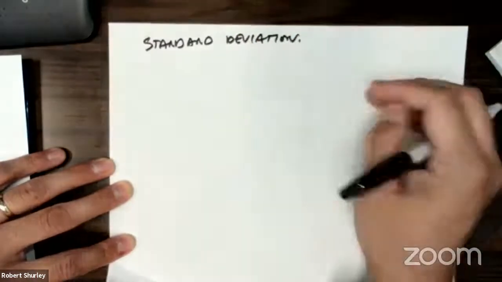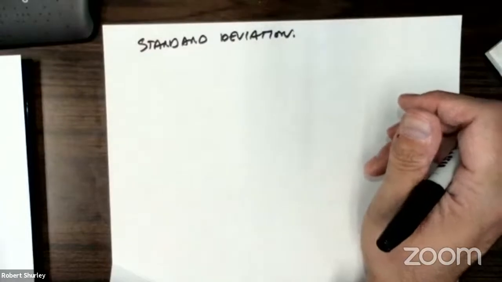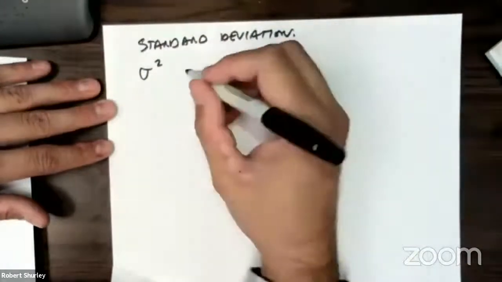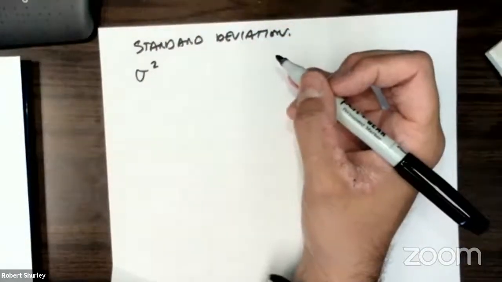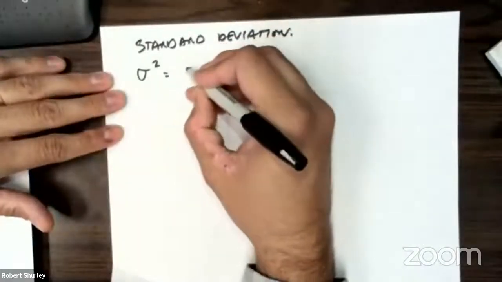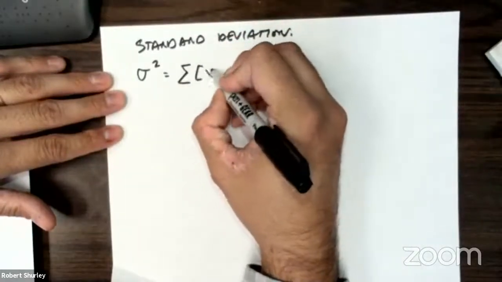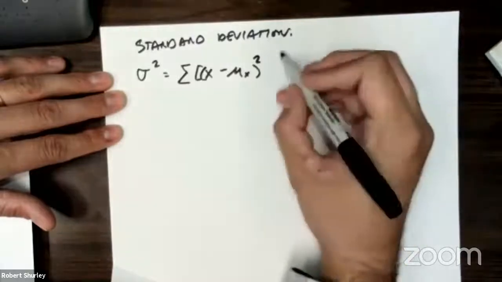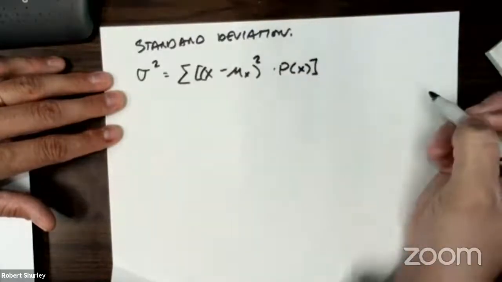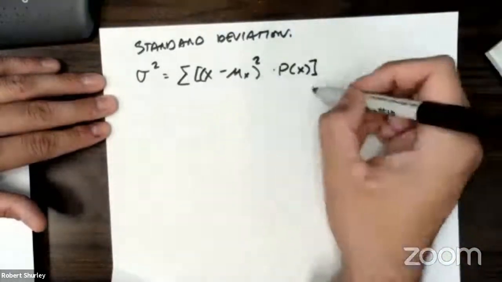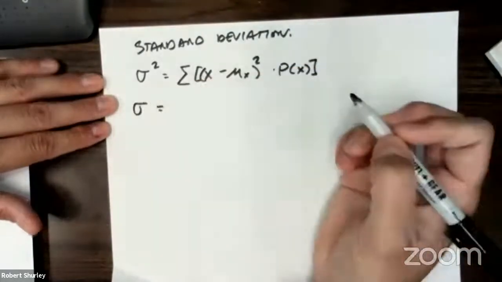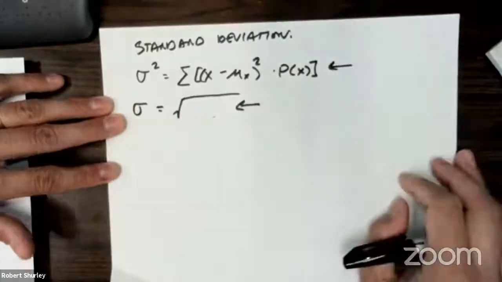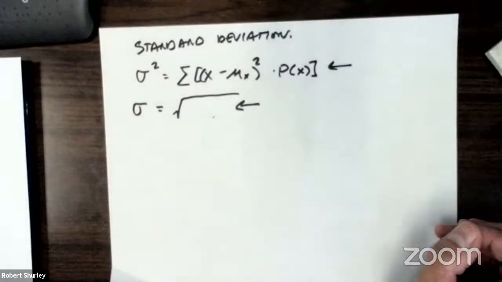You can do it by hand, but you can also do it by the calculator. Now, by hand, this is on page 261. To find the standard deviation, remember, first you would find the variance, which is sigma squared. You do the sum of the value minus the mean, squared, times the probability of it happening. Then to get sigma, the standard deviation, you just take the square root of whatever you find here.